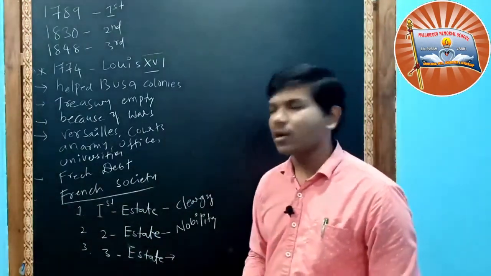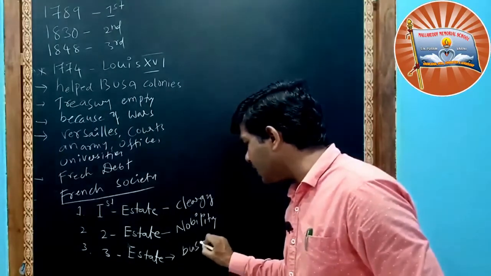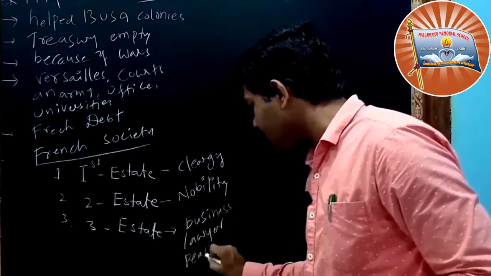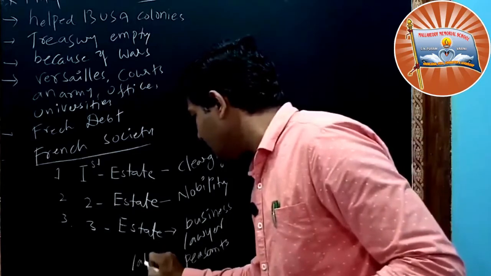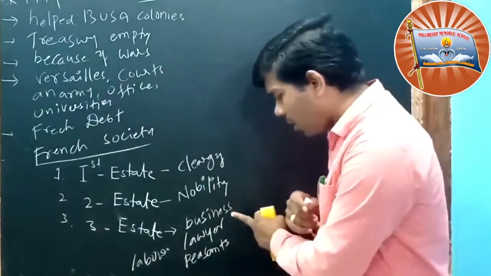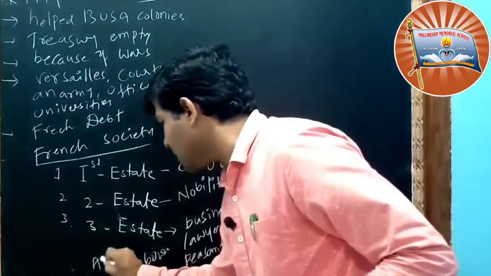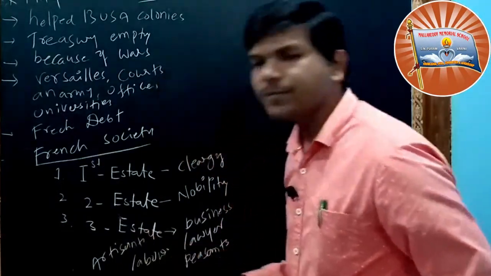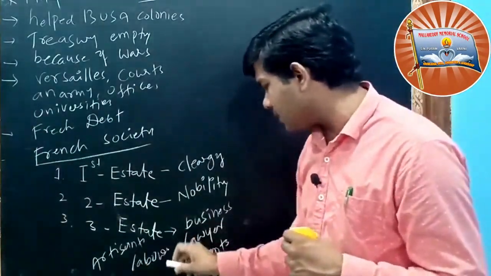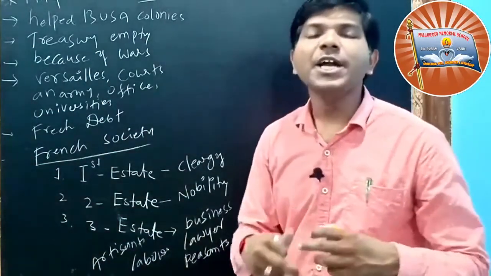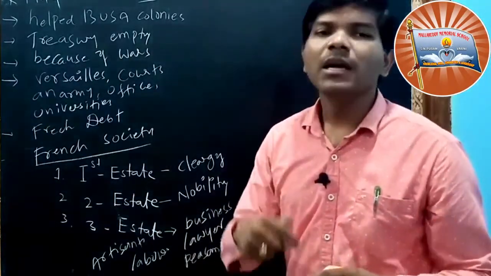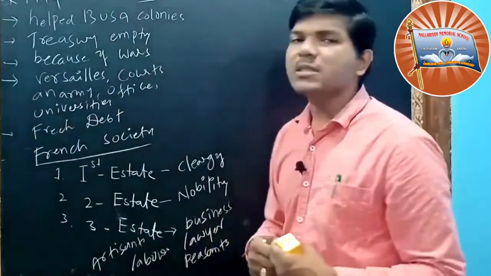Then the third estate category. Who are in the third estate? In the third estate category there are businessmen, lawyers, peasants, laborers, all others except these two. Businessmen, lawyers, peasants, laborers, artisans. Sir, what is meant by artisans? Artisans are those who make handicrafts. So these are artisans, laborers, peasants, lawyers, businessmen, educational professionals, small peasants and landless laborers, who all come under the third estate.